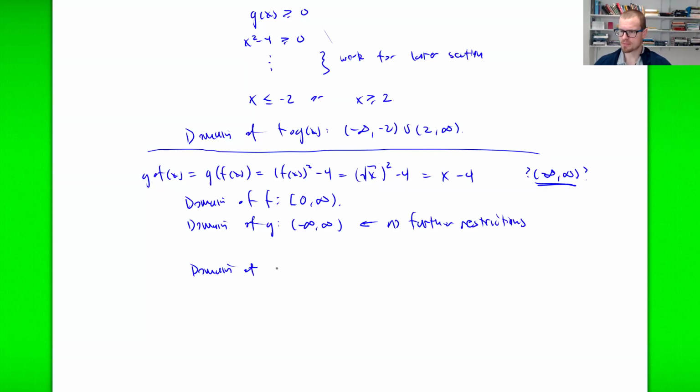This gives me a domain of G of F of X that is just the domain of F, which is 0 to infinity, not all real numbers. The domain of the composition in this case is from 0 to infinity. That's the only thing I'm allowed to plug in because they are first being plugged into the square root function. In order to plug into the composition, I first have to be able to plug into F. If I want to plug into F, I have to be a non-negative number, even though the end result is just x minus 4.